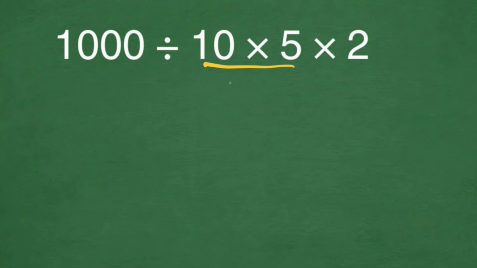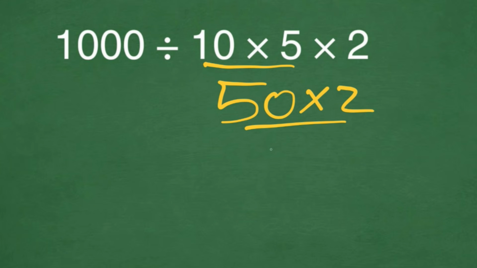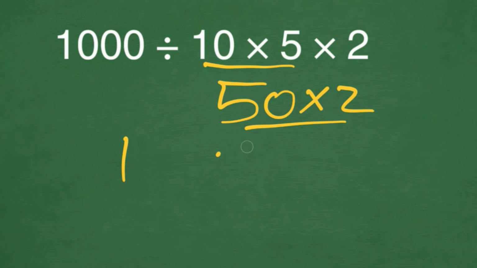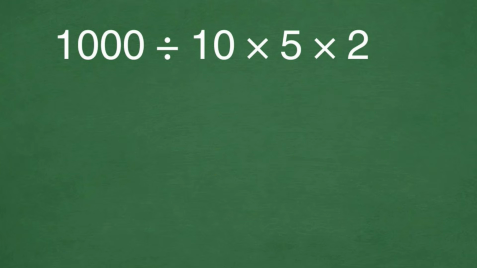10 times 5 gives us 50, and 50 times 2 is 100, and 1000 divided by 100 is equal to 10. But this answer is not correct, because according to the order of operation PEMDAS, which I am going to write here, the rule.